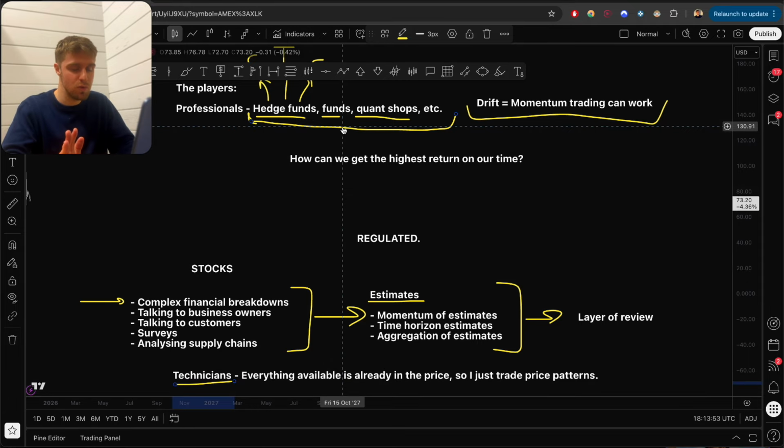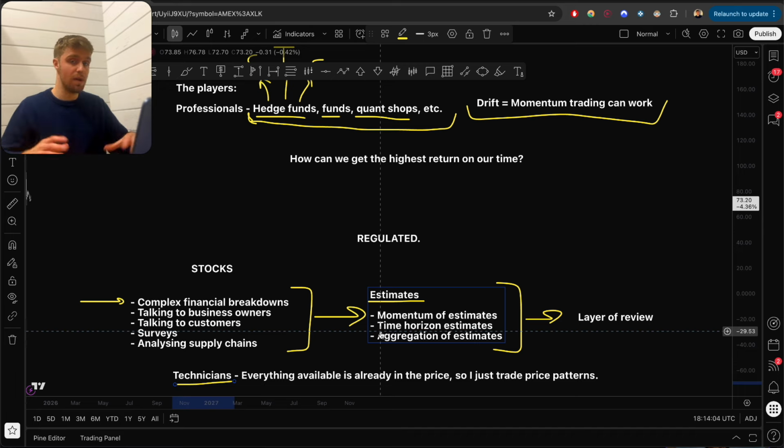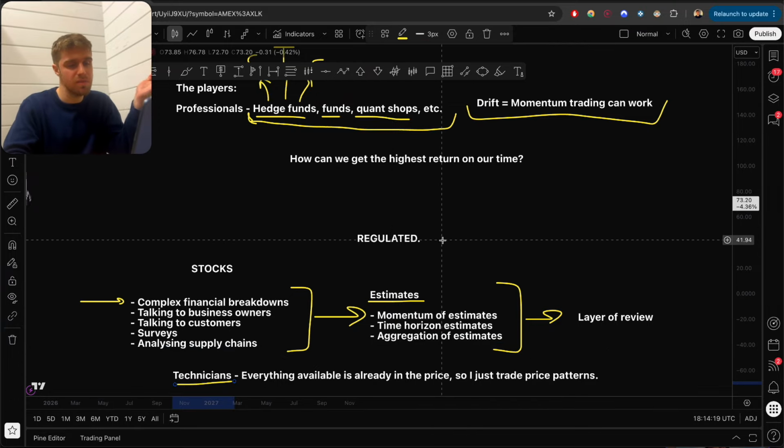Sometimes you do, in full transparency, but a lot of the times you don't. Anyway, within here you can have the momentum of estimates and the time horizon of estimates. For example, are they predicting earnings for a company to go up next quarter, next year, whatever? And then the aggregation. Normally there'll be a set amount of analysts covering a particular stock at any one time, and just looking at all of them and looking for trends in what the analysts are doing is also going to be a good indicator. There's a lot more than this, but these are just some.